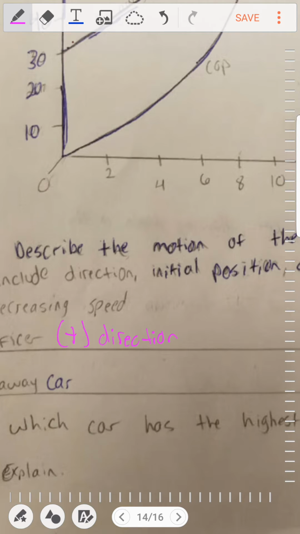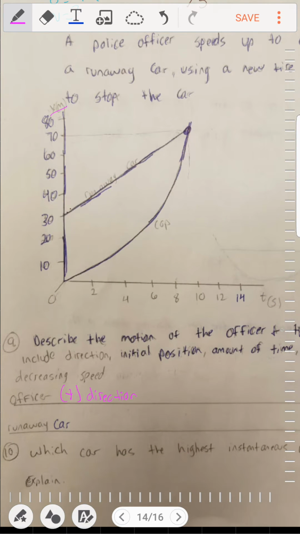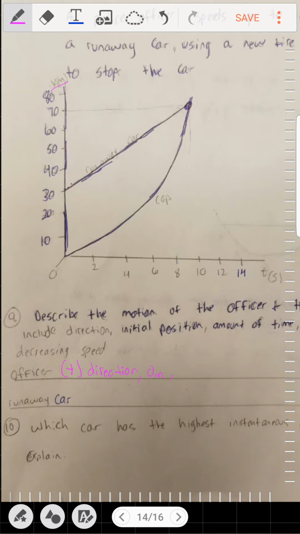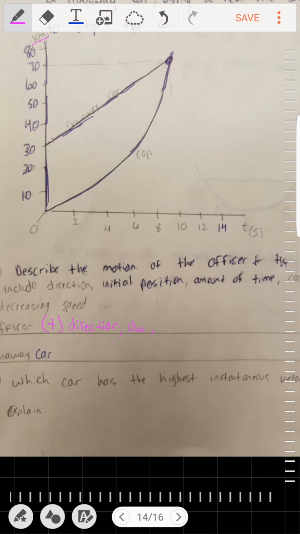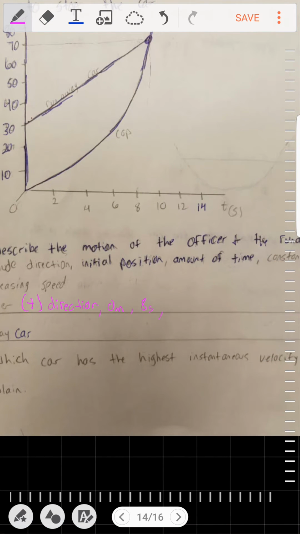Its initial position is at the 0 mark, right? This is a distance versus time. You see this x over m? That's a distance over time. So its initial position is 0 meters. Its amount of time: it took 8 seconds to go from 0 meters to 70 meters. So the amount of time is 8 total seconds. And then is it increasing or decreasing or staying constant speed? Much faster. Getting much faster.